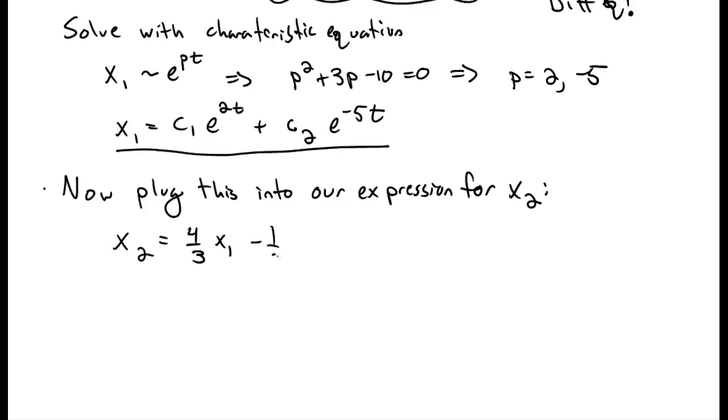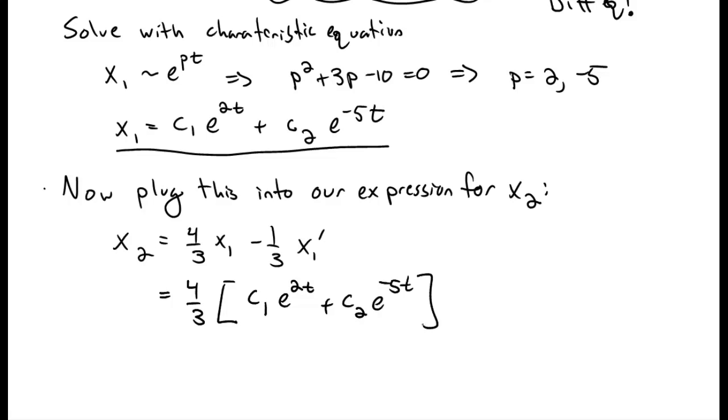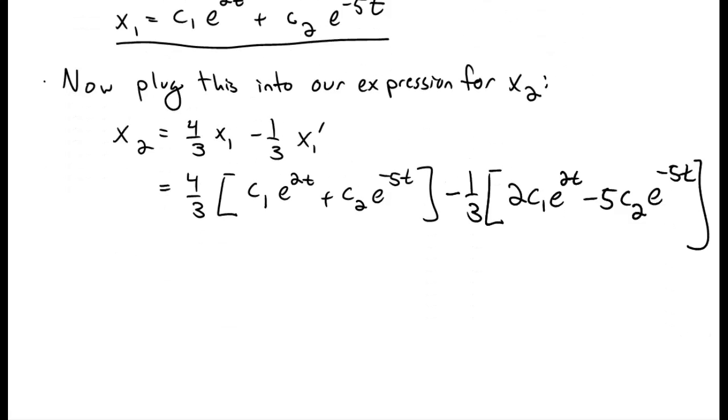So x2 is related to x1 by the function and its derivative. And so if we take x1 and plug it in, and then plug in x1's derivative here, we get some complicated looking expressions, but okay, we can simplify this, and we get 2/3 c1 e to the 2t plus 3 c2 e to the minus 5t.